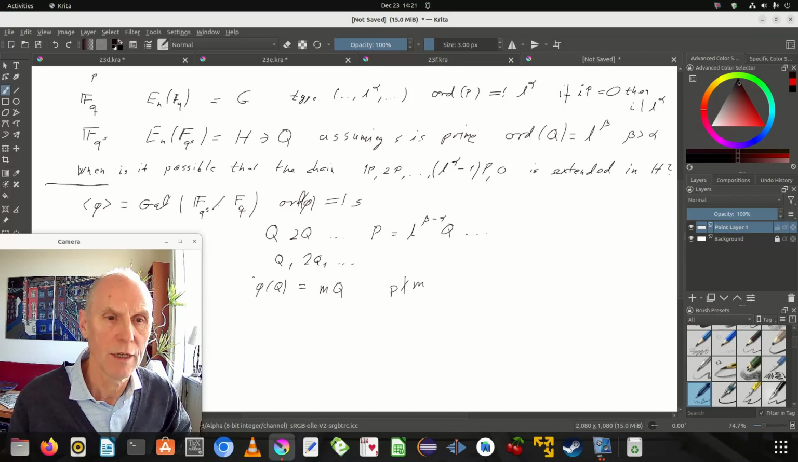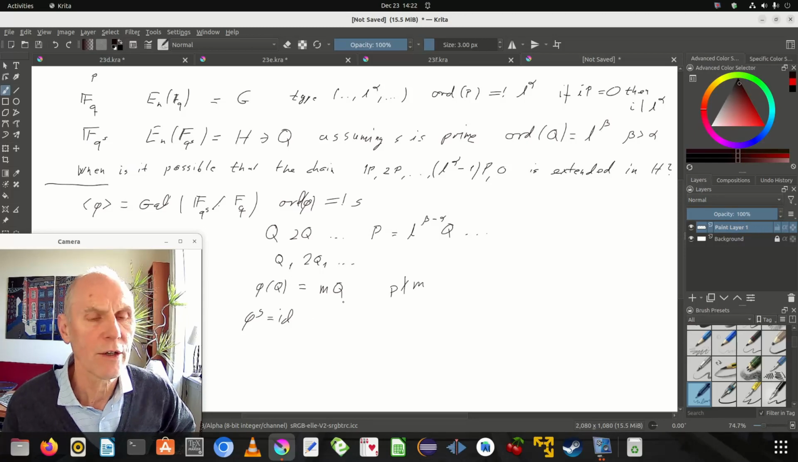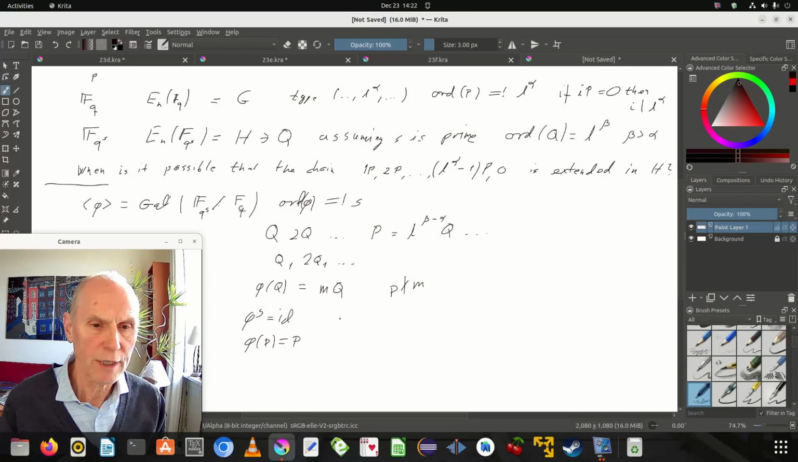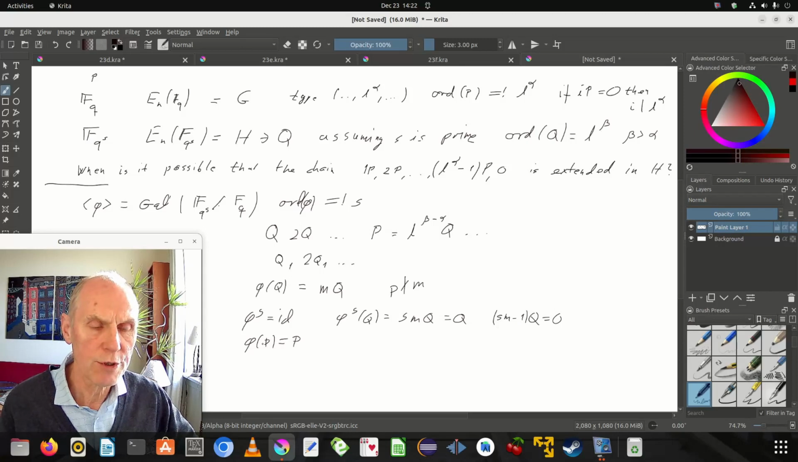All right. Now, it must fulfill two conditions. One is that phi to the S is the identity. And the other one is that P is mapped to itself. So first we take phi to the S of Q. That's S M Q, which should give Q. That means that SM minus 1 Q equals naught.